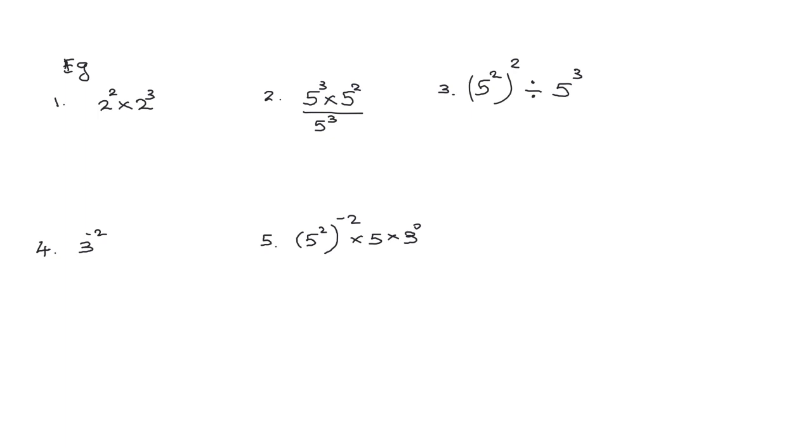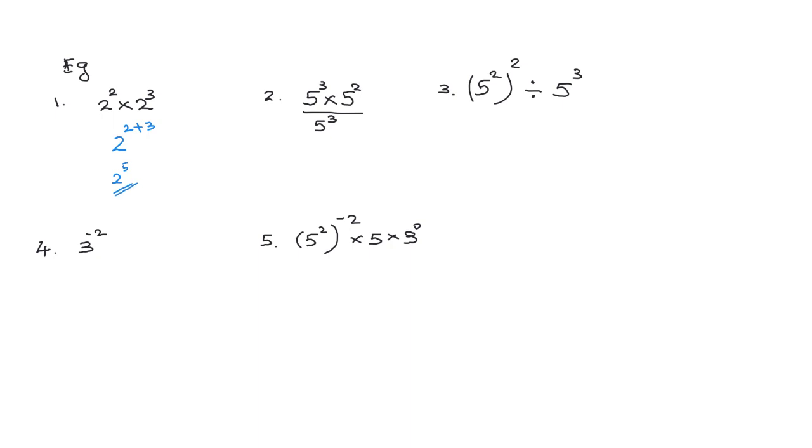Look at example 1. You have 2 to the power 2 into 2 to the power 3. What you have to do? You write 2, then you have to add the powers, 2 plus 3, which is equal to 2 to the power 5. That is our answer.